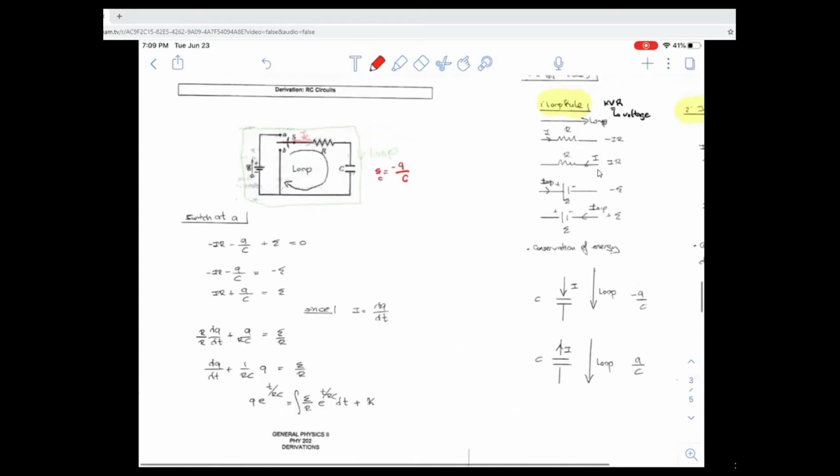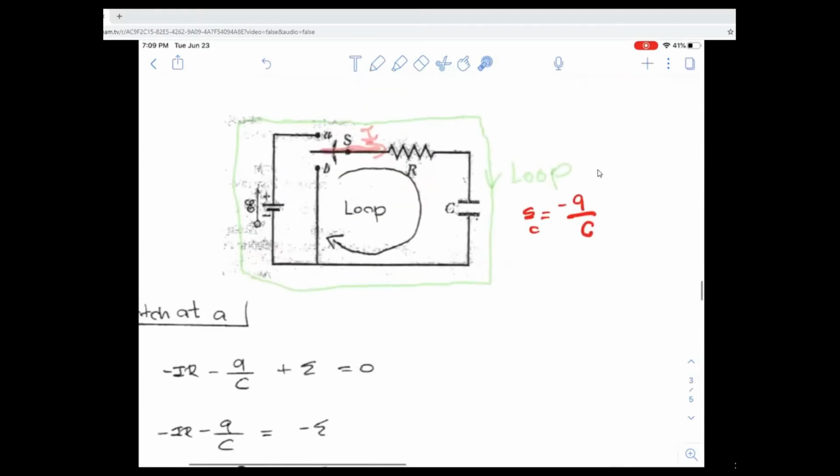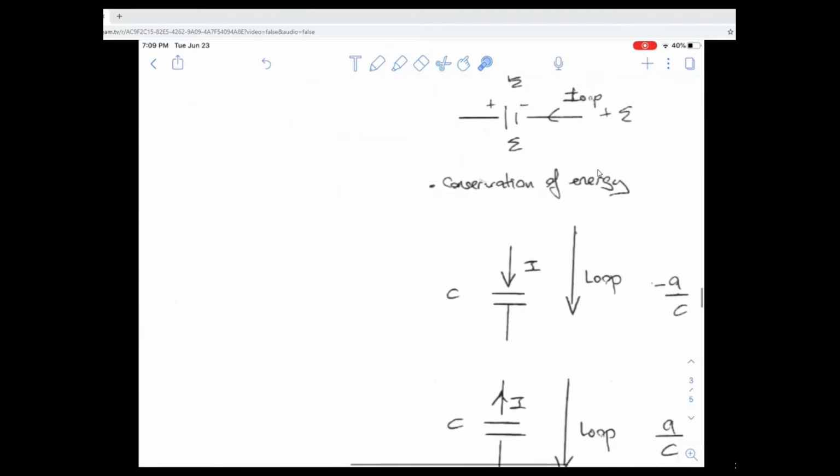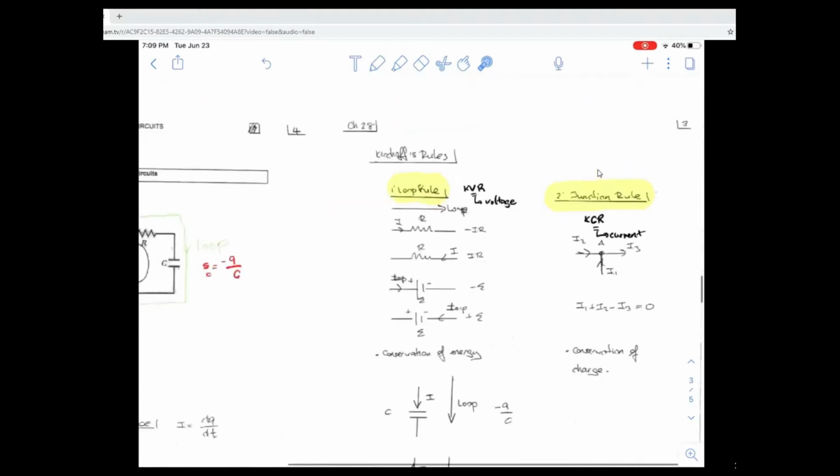One is when you throw the switch to B, it's no longer charging up, so now it's going to be discharging. This is already charged up, so what's going to happen is the current is going through the resistor, it's going to decay, which means that the current is going to slow down, which means that it's going to start to lose its charge. All right, so this one is an easier one.